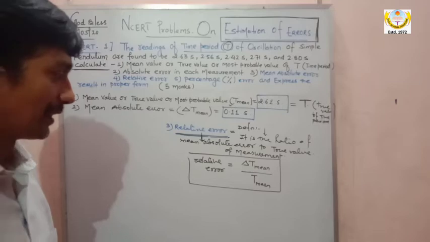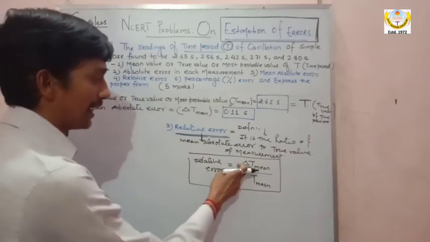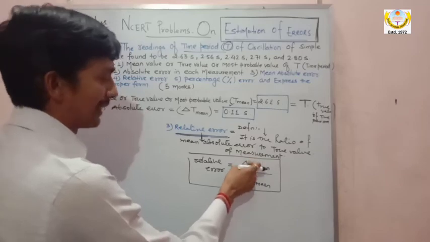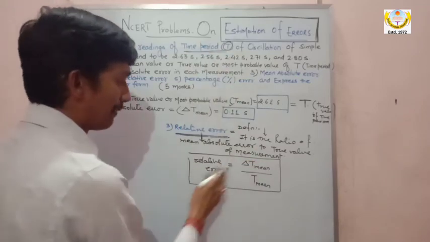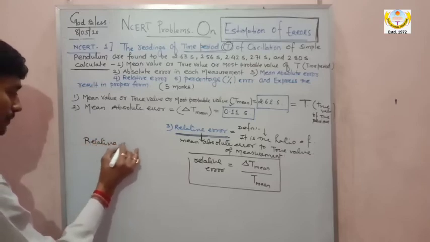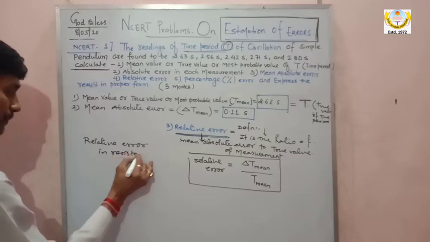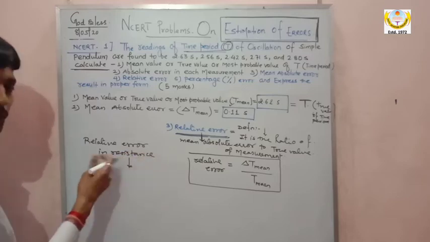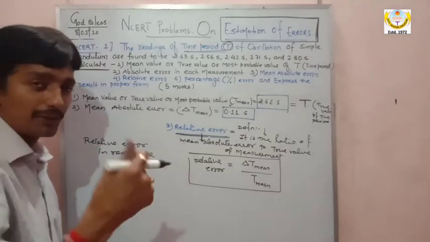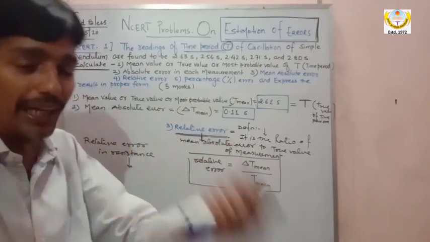I hope it is clear. So here the formula will be delta T mean divided by T mean, because I have taken T as it is time period. But suppose it is relative error in resistance. This is all a combination of problems. You will create trouble if you do not know what you are finding, what you are doing.